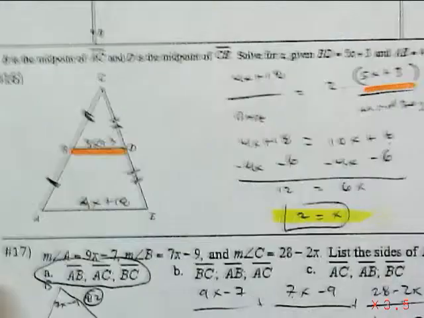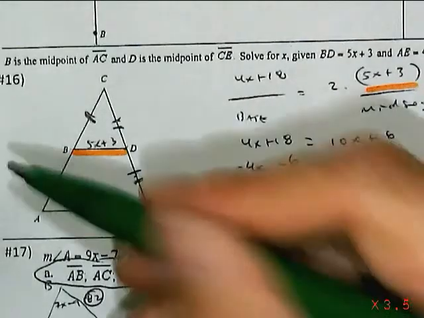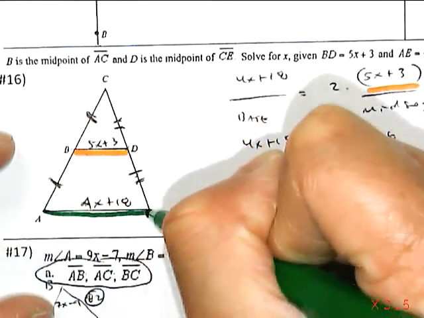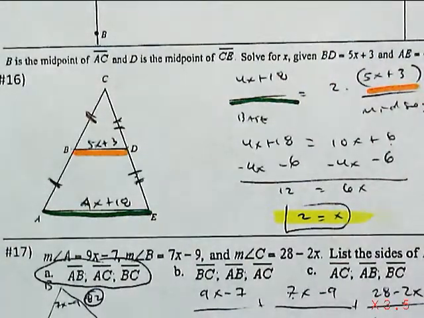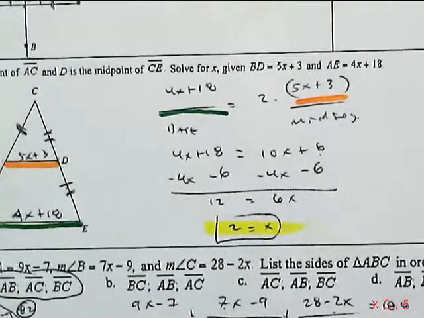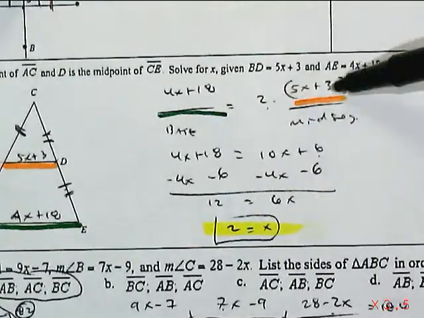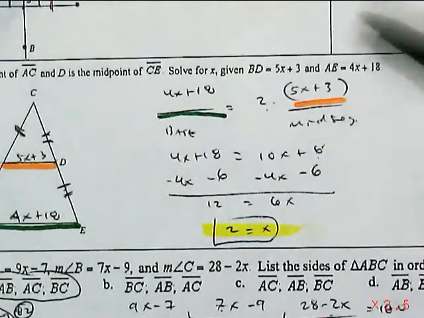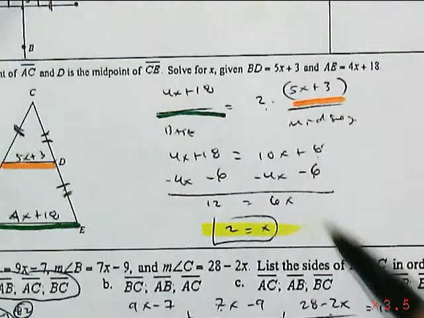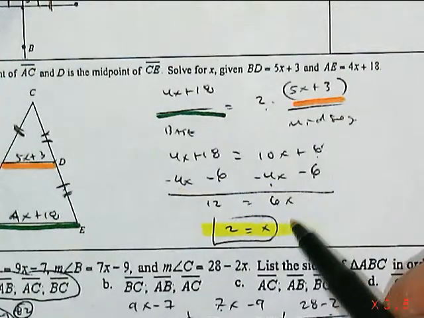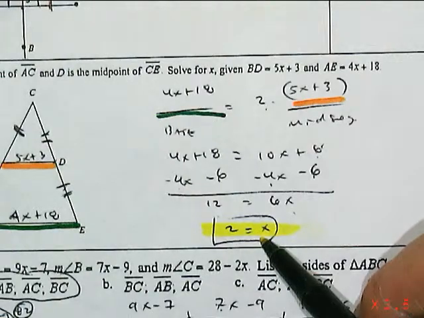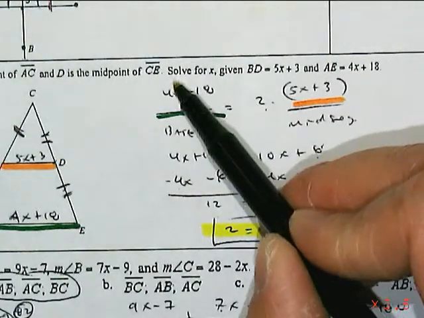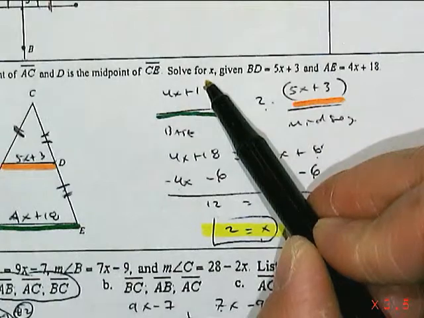Midsegment. And across from the midsegment is AE, which is the base. Just use your algebra skills to finish the problem. You're going to distribute. I'm going to subtract 6 from both sides, subtract 4x from both sides. I get 12 equals 6x, and x equals 2. In this problem, all it tells me to do is solve for x.